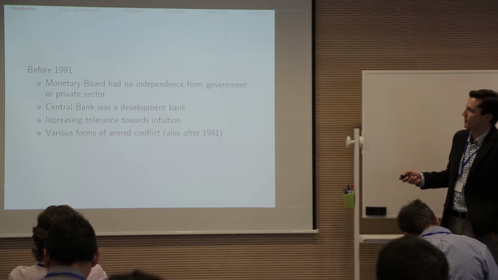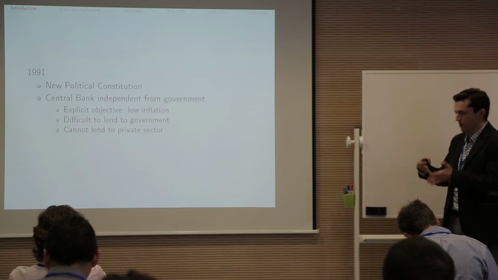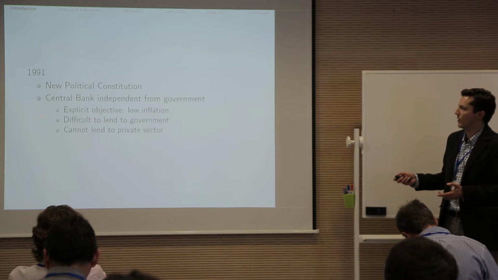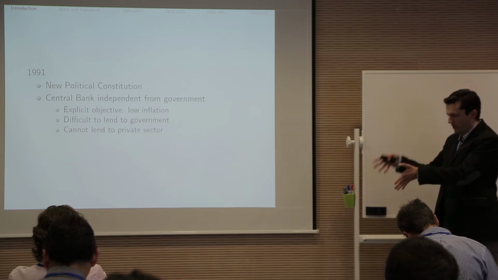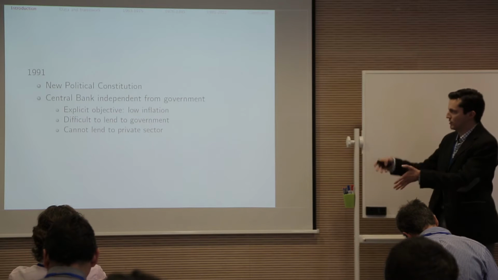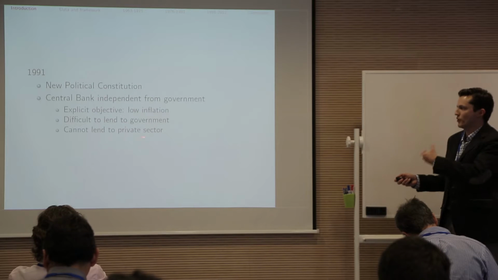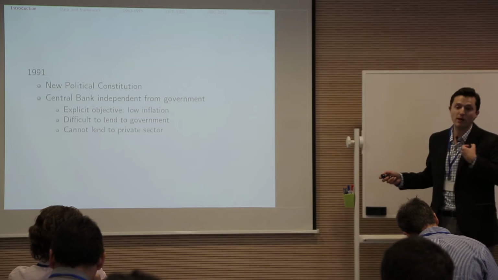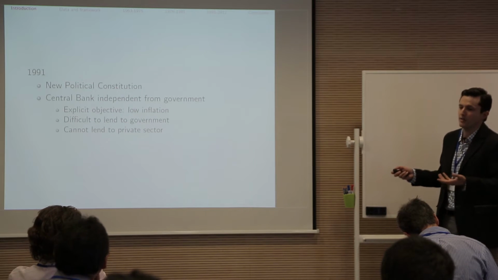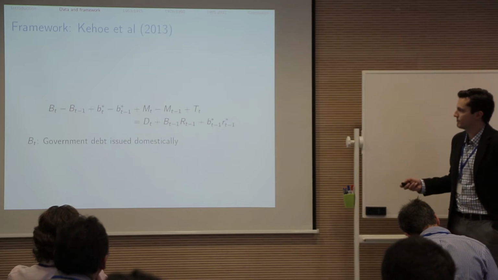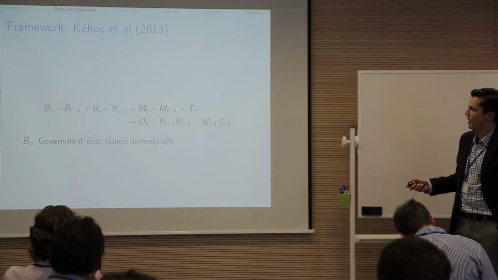I'm saying 1991 because in 1991 there was a big political and economic change. There was a new constitution, and since 1991 the central bank is by law independent from the government, and there's an explicit objective for the central bank to have low inflation. And it's very difficult now for the central bank to lend to the government. Before it wasn't the case. So well, the framework is as before.